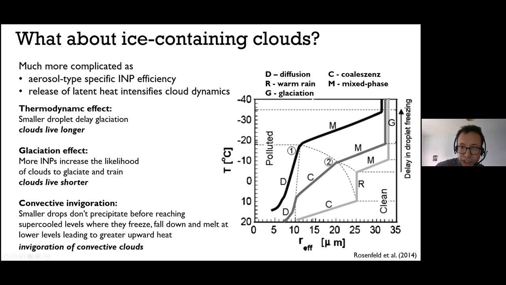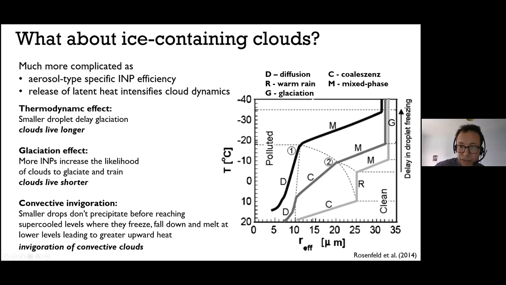If we now increase the aerosol concentration, so we move to this upper left side of the plot, we have more aerosols. We have a longer time where clouds could just diffuse, or they disappear without anything happening or without cloud droplets growing. Then we have this coalescence range where the cloud droplets grow in size, and eventually they don't really form this warm rain any longer, but turn to become mixed phase clouds.